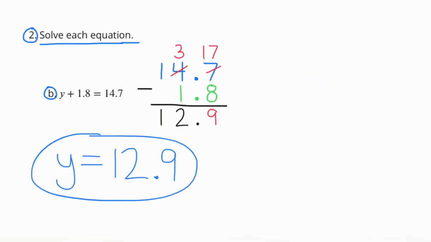B. Y plus 1 8/10 equals 14 7/10. And I got 12 9/10. Y equals 12 9/10.